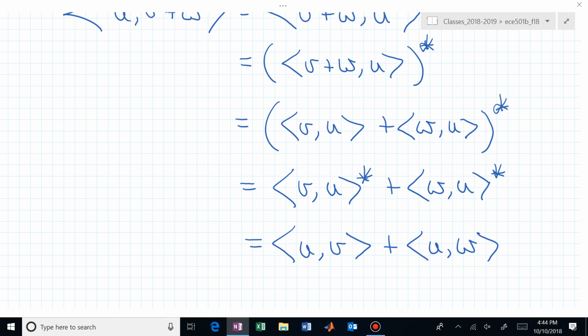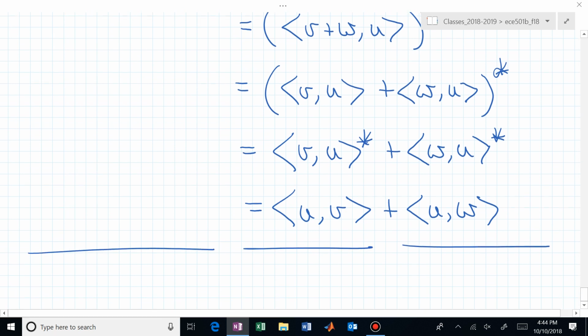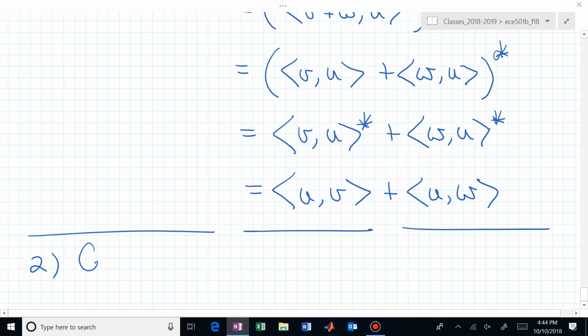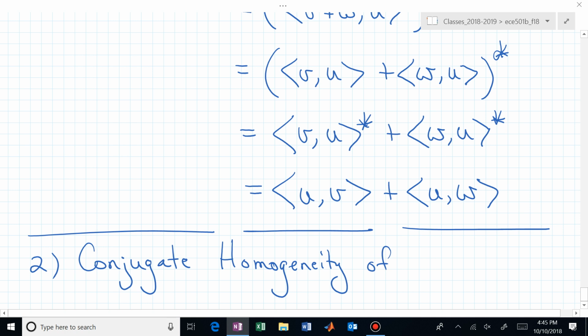What about homogeneity in the second slot? Well, it's not the same. Now it's actually conjugate homogeneity of the second slot. So if we have a scaled second slot, if we pull that scalar outside the inner product, we have to conjugate the scalar. That's what that means. So we have conjugate homogeneity in the second slot. And we can show that.